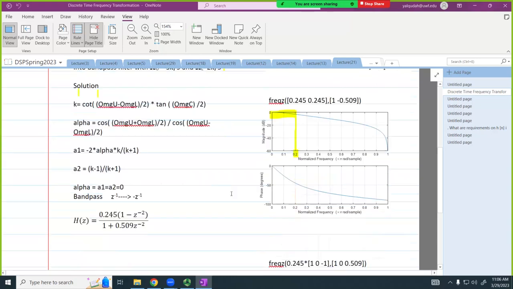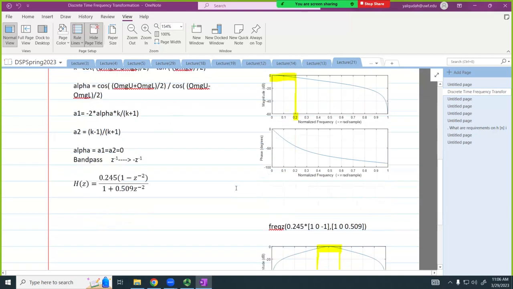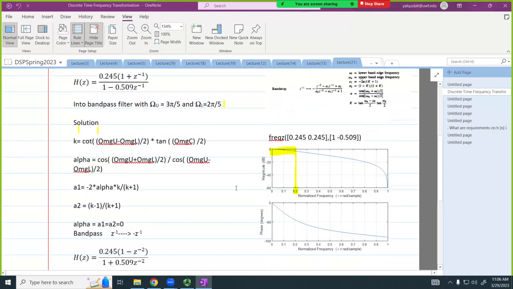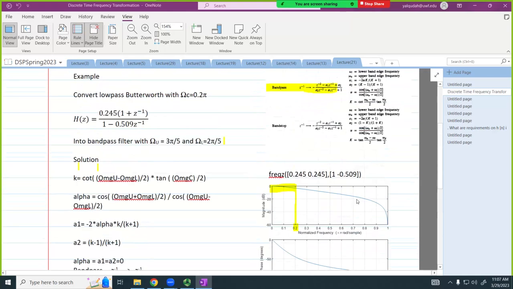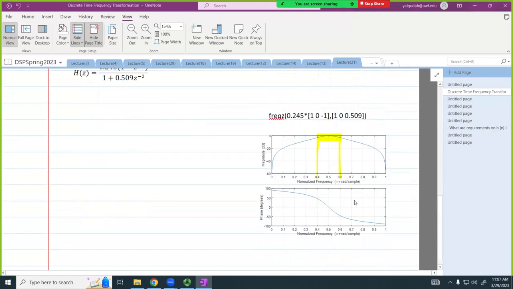So therefore, if you replace H of z to the negative 1 with H of z to the negative 2, you're going to be getting a band-pass filter, and this is indeed what we get. This is the frequency response of H of z when z is replaced with z to the negative 2. 0.4 to 0.6 is the pass band of the filter. Does that make sense, everybody?